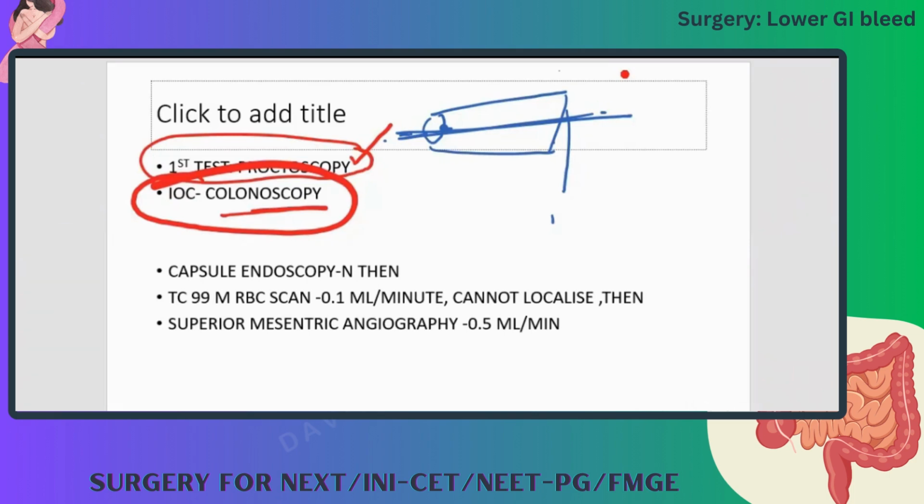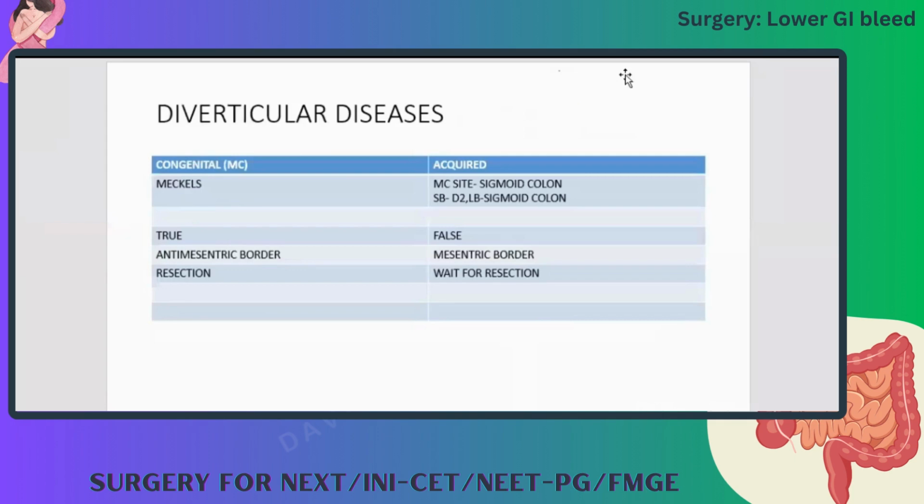The third patient comes with lower GI bleeding. I did a proctoscopy. Nothing was found. I did a colonoscopy. Nothing was found. Then what to do? The colon is not the source. I have examined up to the colon. I cannot see the small bowel. So after that, what to do? I am stuck.